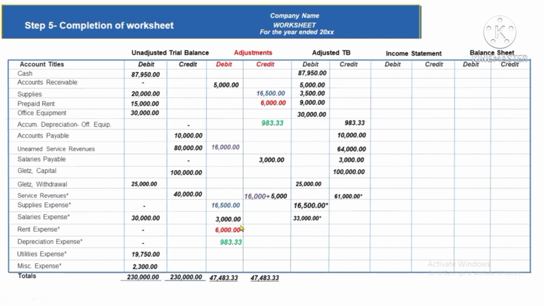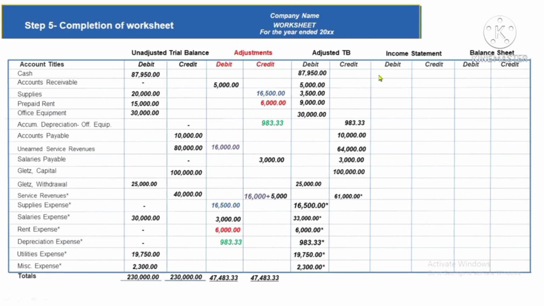The rent expense is 6,000. You just need to put it right here. And the 983.33 depreciation expense, you should also copy it here. So lastly, we have the utilities expense. We have 19,750 and 23.